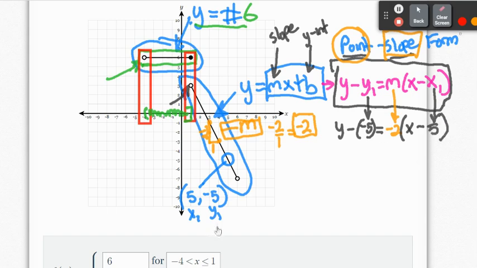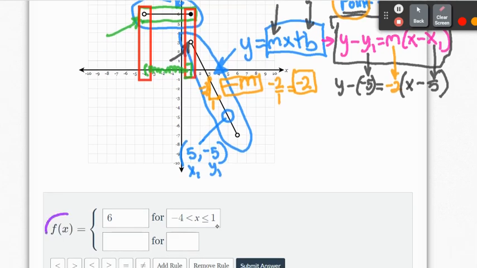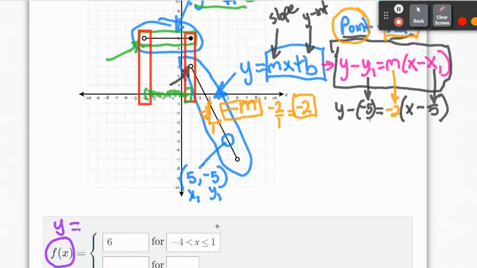Now, in order for me to write it in this function notation right here, this is f of x equals, and f of x is y, so I need to say y equals, anything in here is what y is. So the only thing I have to do with what I've written in my point slope form is take this piece, this minus minus 5, and move it to the right. So first, let's take care of that minus minus. It's actually plus. So it's y plus 5 equals negative 2 times x minus 5. And I'm going to move that plus 5 to the right by subtracting 5 from both sides.